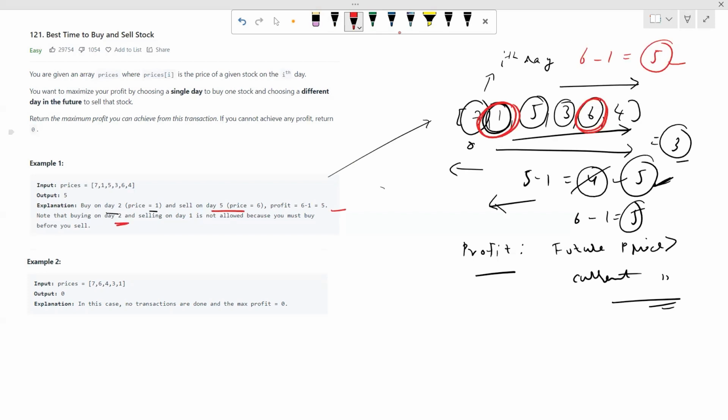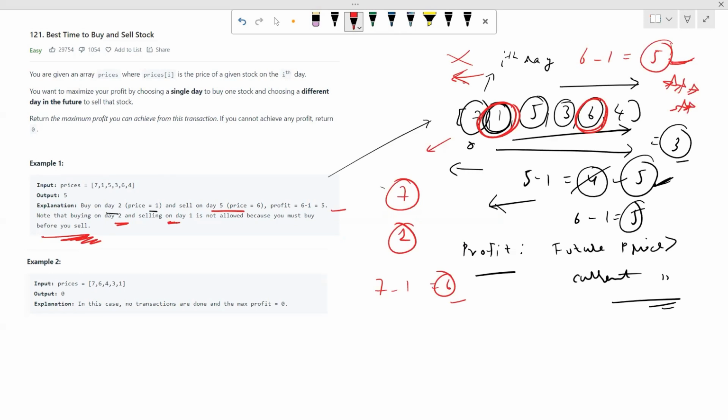Note that buying on day 2 and selling on day 1 is not allowed, because you must buy before you sell, right? Whenever you want to sell the stock, first of all, you need to buy that stock before selling it. Let's say you find the maximum element from this array, which is 7, and the minimum element, which is 1, and try to subtract them, which will be equal to 6. But the problem statement says you cannot traverse back in time, right? This is not allowed. That's the reason why we are getting 5 as our profit, because we cannot traverse back.